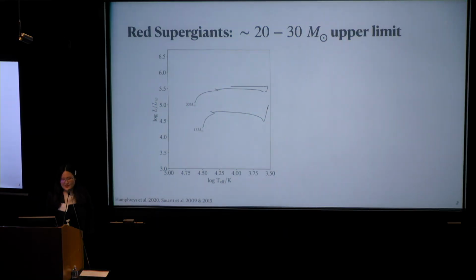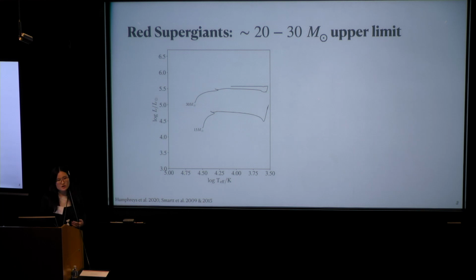All right, so observationally, one type of massive star we observe are called red supergiants. There's an interesting observational limit of 20 to 30 solar masses. We don't really observe red supergiants more massive than 20 to 30 solar masses.